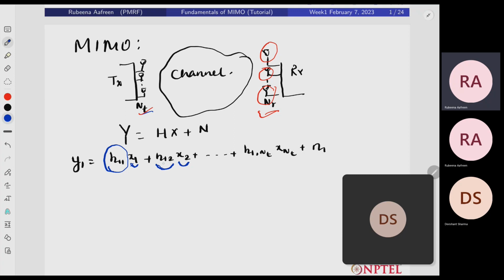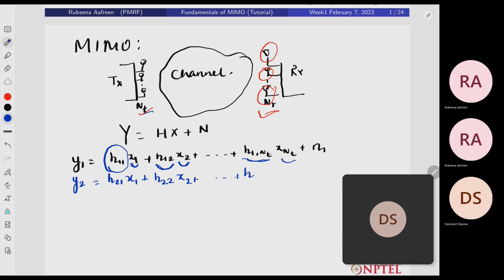So for the first receiver, the data transmitted from the NTth transmitter will be XNT, and the channel coefficient will be H1,NT. Likewise, for the second receiver, the channel coefficient from the first transmitter would be H21, second receiver to first transmitter, plus H22 times X2, second receiver to second transmitter. Likewise, second receiver to NTth transmitter, H2,NT times XNT, plus N2.